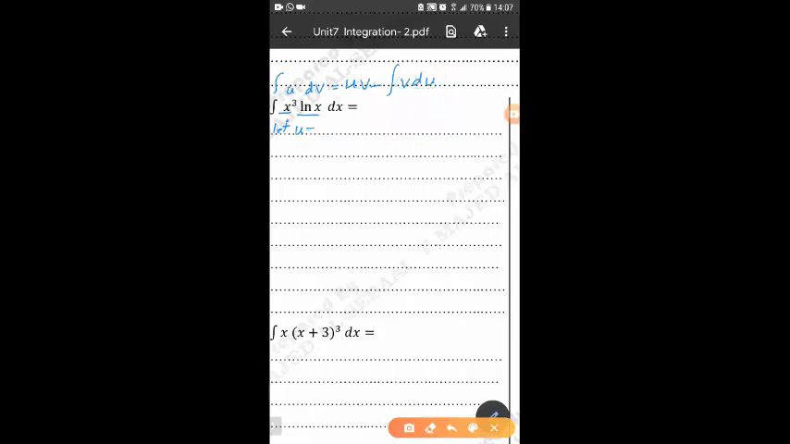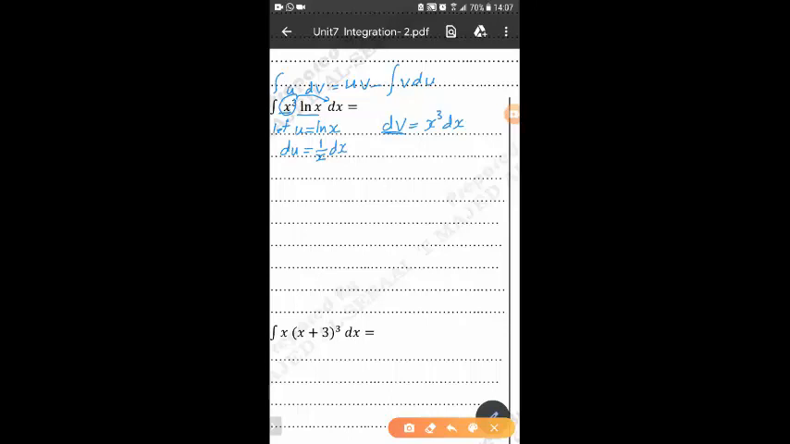Okay, what will I do? I will do u equal ln x and dv equal x3 dx. Can I do that? Yes, I can. I made the first thing with the dx as dv, and I made ln x as u. Why? Because I can differentiate ln x easily. What is the differentiation of ln x? It's 1 over x dx.